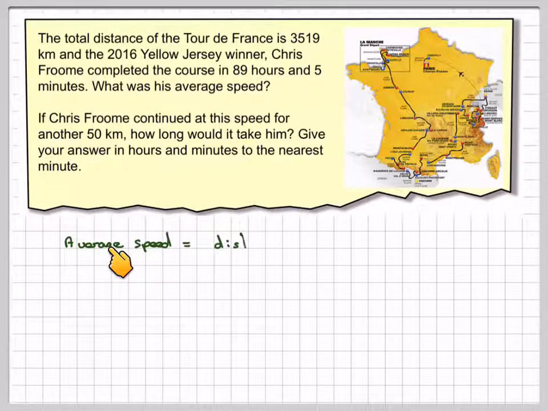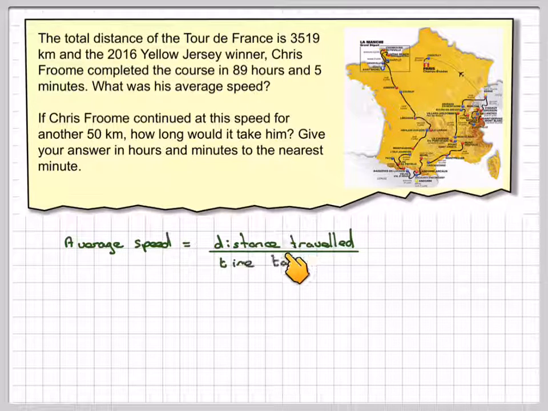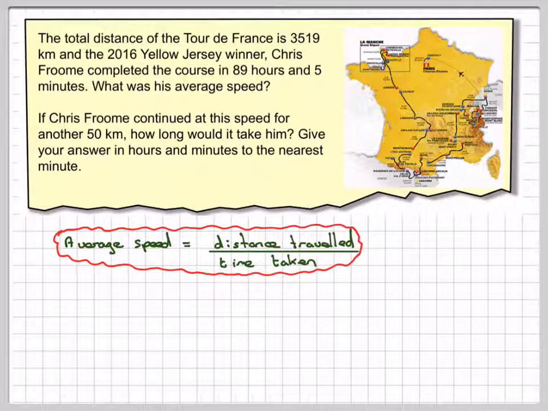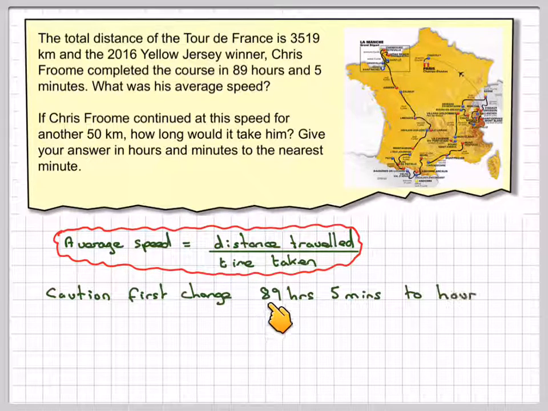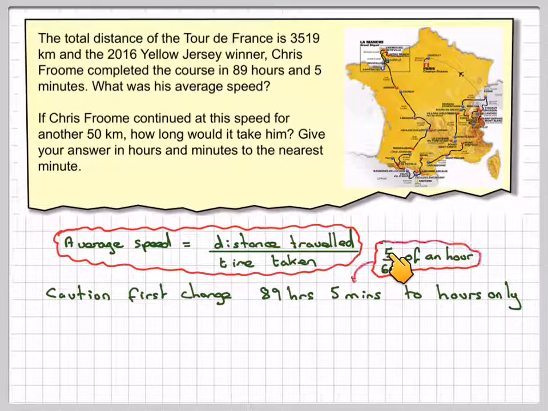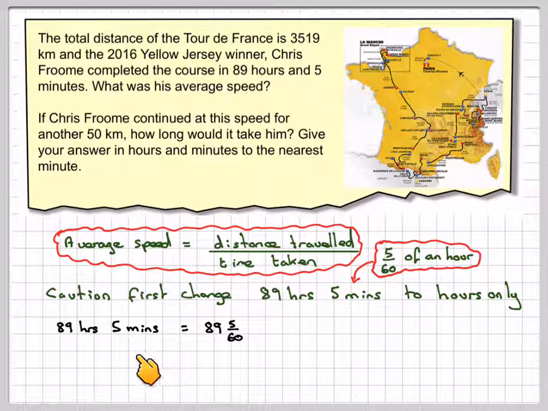Okay, so this all works on the idea that speed is distance travelled, or distance divided by the time taken. Caution. First, we need to change the 89 hours and 5 minutes to hours only. We can't do 89.5 because that's not correct. So we need to change the minutes into hours. 5 minutes is 5 out of 60 of 1 hour. So 89 hours and 5 minutes is the same as 89 and 5/60.